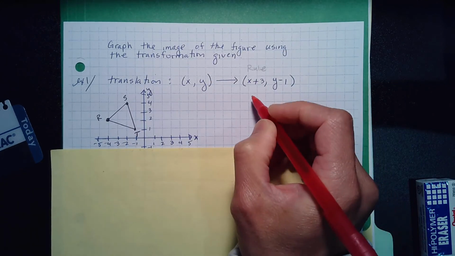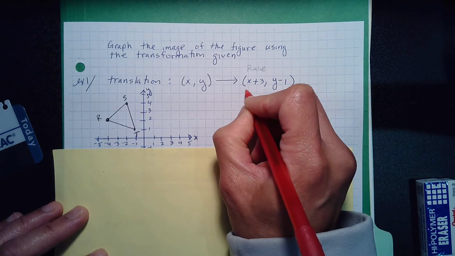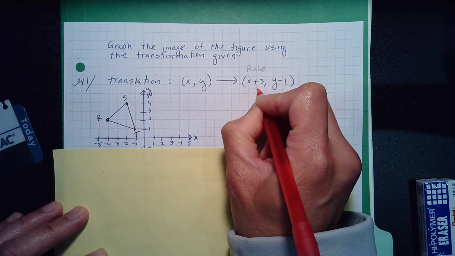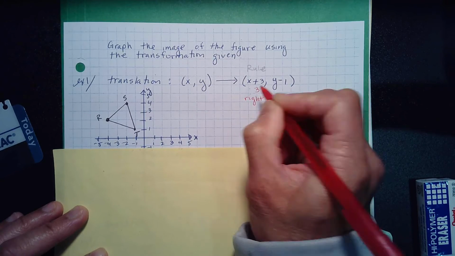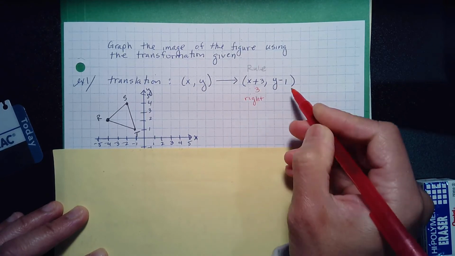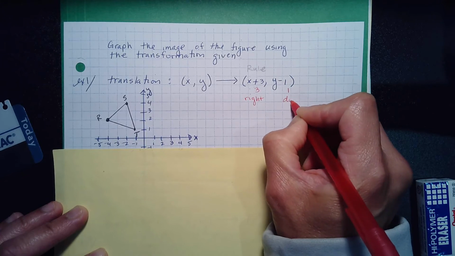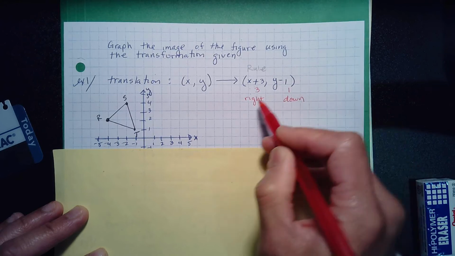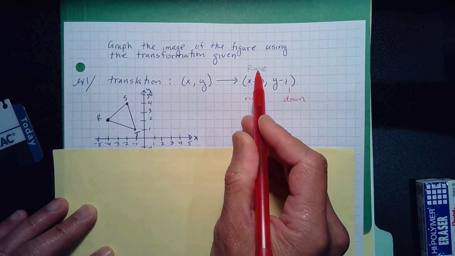The rule is, this is x plus 3. That means we're going to move 3 units to the right because it's positive. This is going to mean we move 1 unit down. We move down because this is negative. We move to the right because that's positive. So here is the rule.